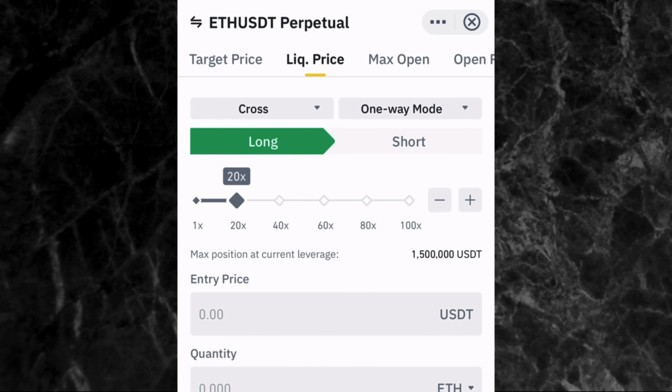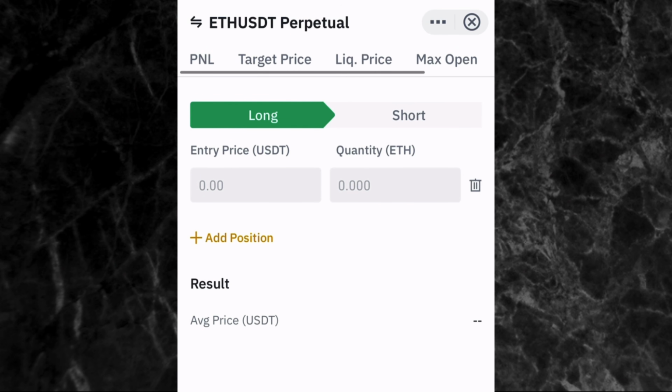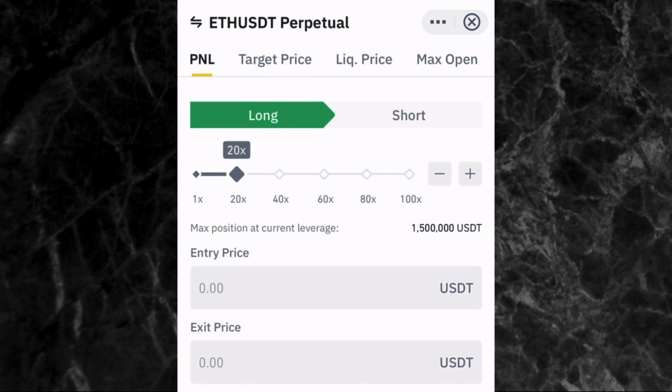Liquidation price means the price at which you are going to get liquidated, and you can also calculate your max open and your open price. Now for this video, I'm going to be showing you how to calculate your PNL and target price. It's just the same process for the other ones. I don't want this video to be too long. So let's say, for example, you want to calculate your profit and loss for a particular trade.